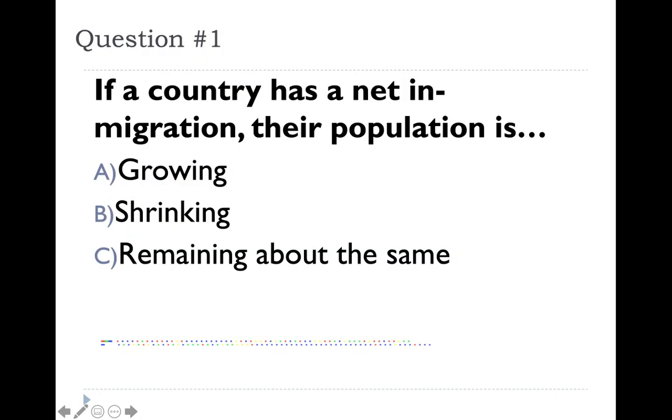Question number 1. If a country has a net in migration or a positive net migration, their population is growing. You have more people entering the country than are exiting.